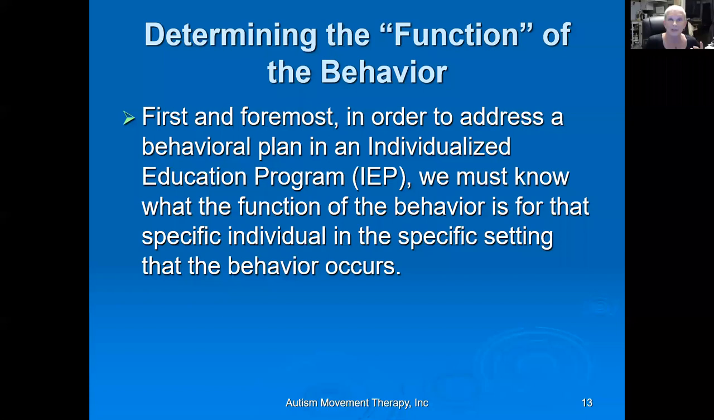Tangible. "Hey, when I'm at the grocery store and I want some chocolate, when I'm ready to leave, they keep the chocolate right at the front of the conveyor belt, right where that cashier is. I just start banging my head on the conveyor belt and my mom gives me the chocolate." We're determining the function of the behavior. The behavior can be used for different functions in different environmental settings. So we must put a behavior plan together for each behavior in each setting that it specifically occurs in.